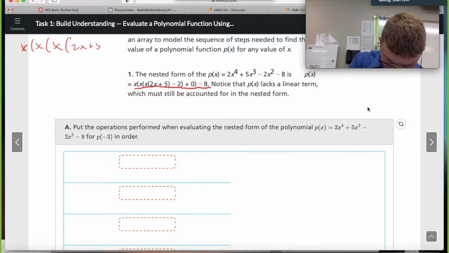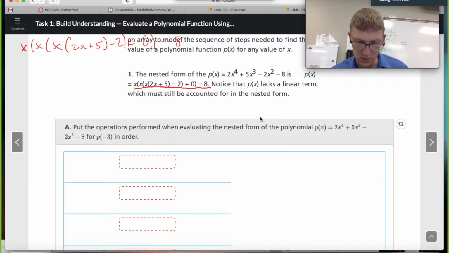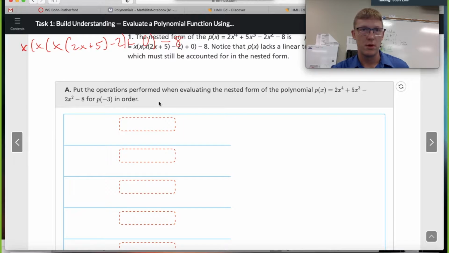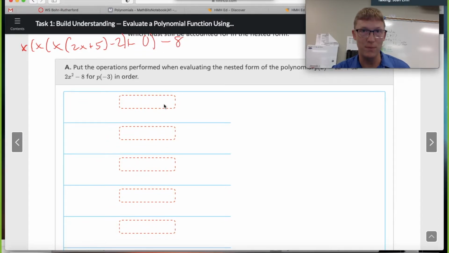2x plus 5 minus 2 plus 0 minus 8. And where'd my eraser go? There we go. All right, so if we were to evaluate p of negative 3, that means that our x value is negative 3.